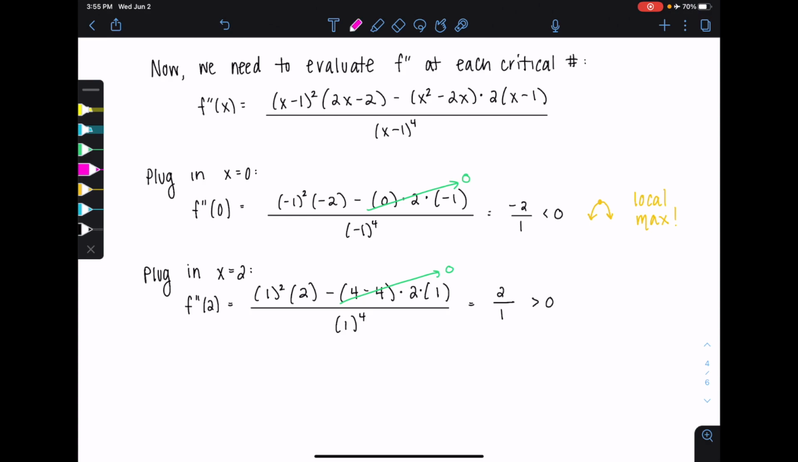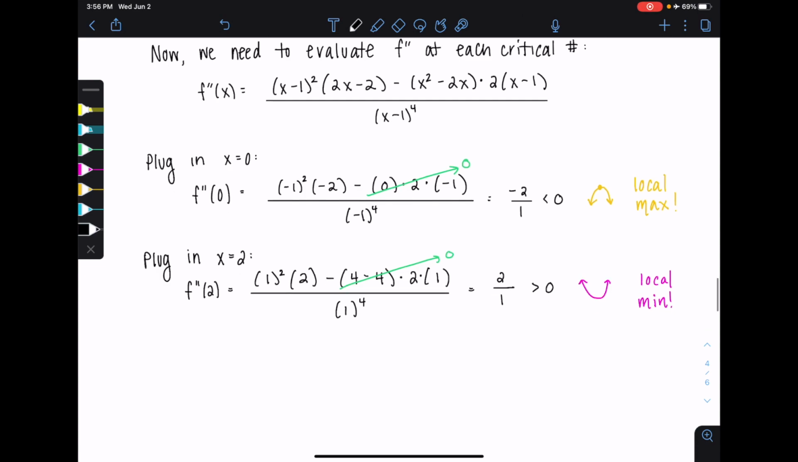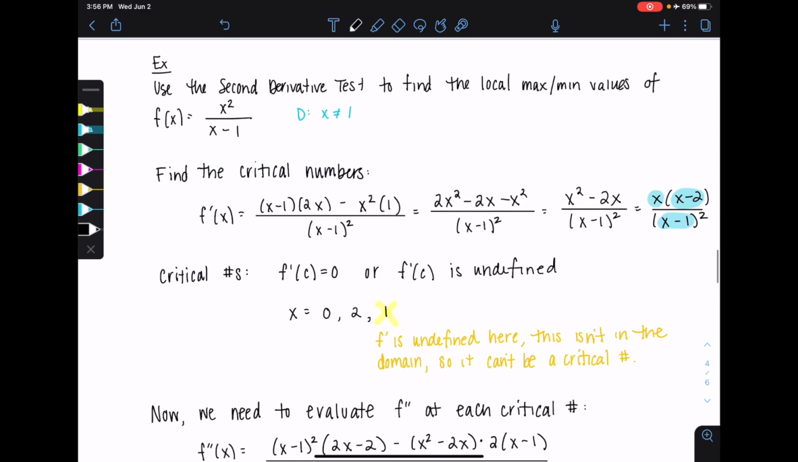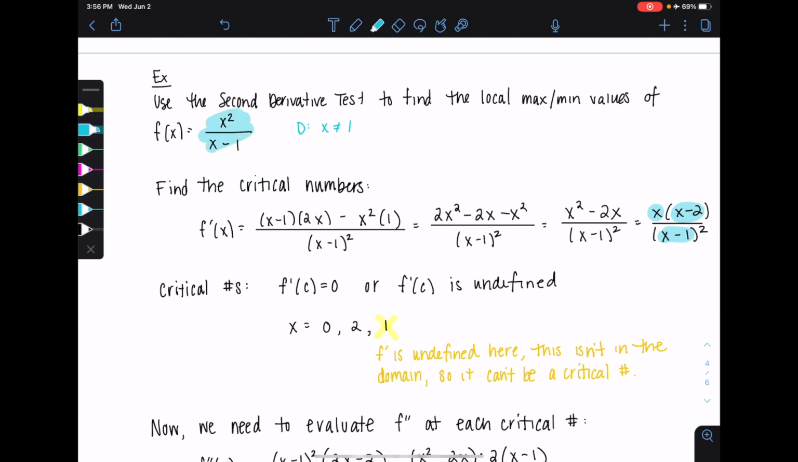So when the second derivative is positive, it's got that upward shape. And since it's a critical number and it has this upward shape, we have a local min here. Okay. So ultimately, the local max value is f of 0, which if you plug 0 all the way in back up here, is going to be 0.